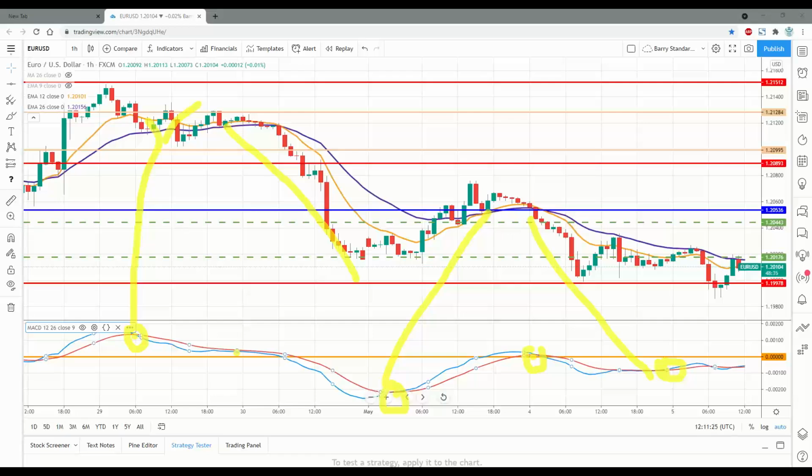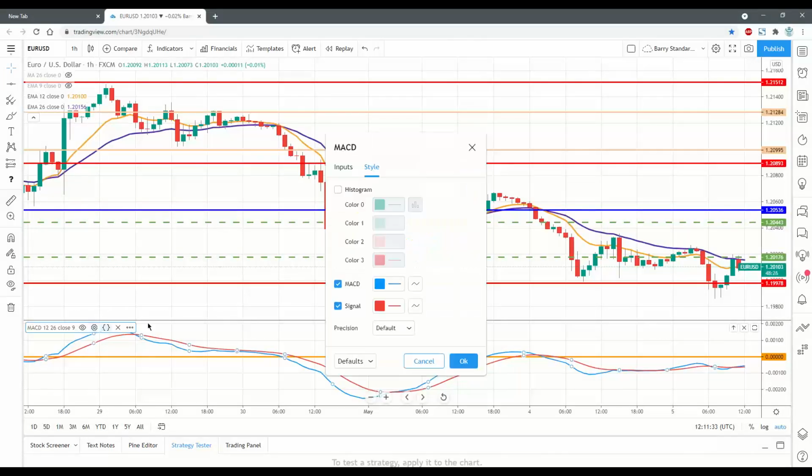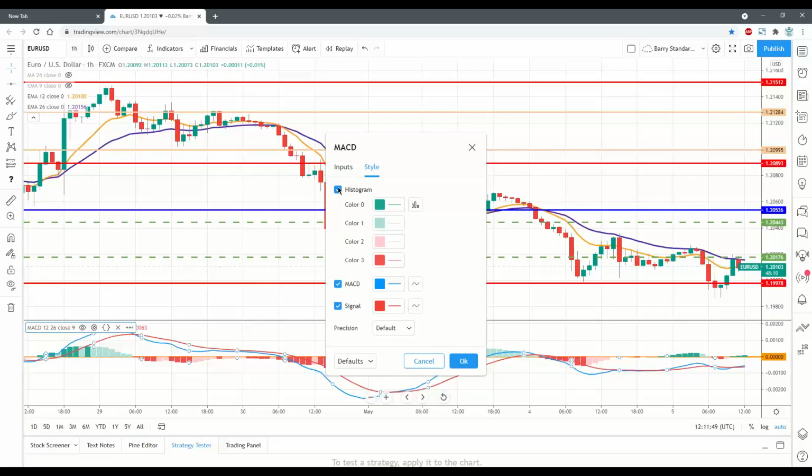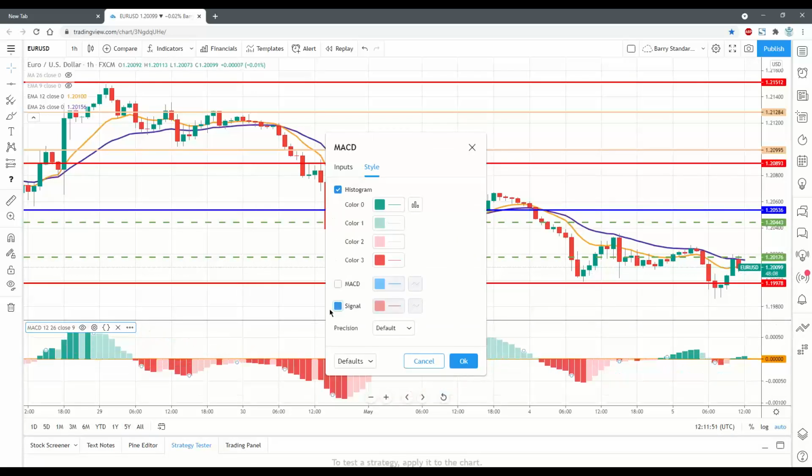Okay, you say, all right, that's a little bit hard to see. How do I see it a little bit better? Well, MACD takes us one step farther than this, and it gives us what we call a histogram. A histogram is a visual representation of all those values. So we can see in this histogram, actually, let me turn off the signal line for a minute.